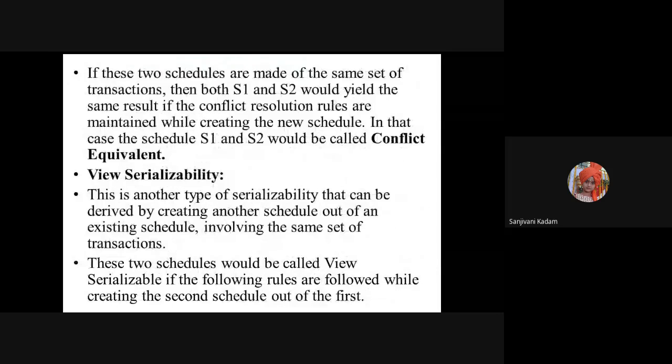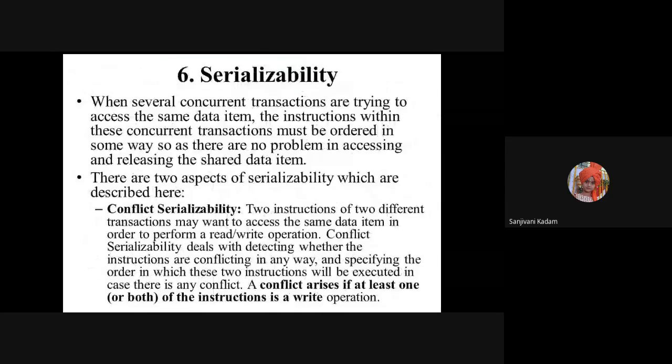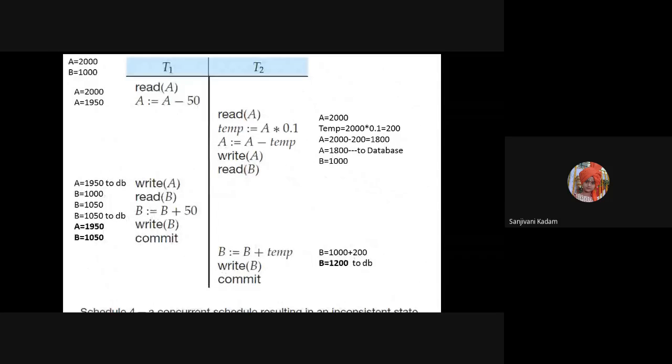Here, whenever there is at least a single write. If we consider that read A is performed here, and read A is performed here also, it doesn't matter who is reading the value first. Here A is read as 2000, and here also it is read as 2000, so that doesn't make any difference. But who is making the final write operation? If T2 performs the write operation, A becomes 1800, and if T1 performs the write operation, A becomes 1950.